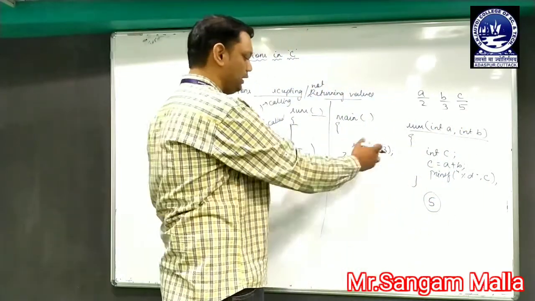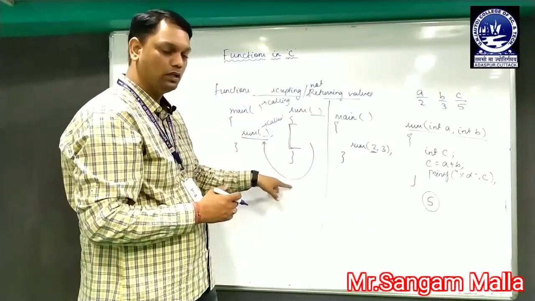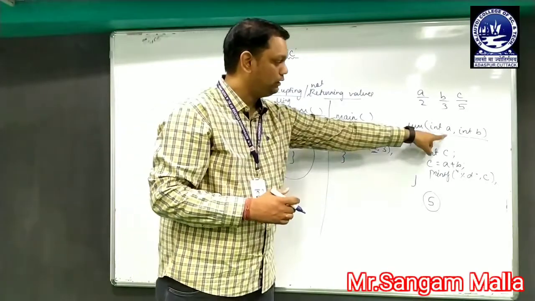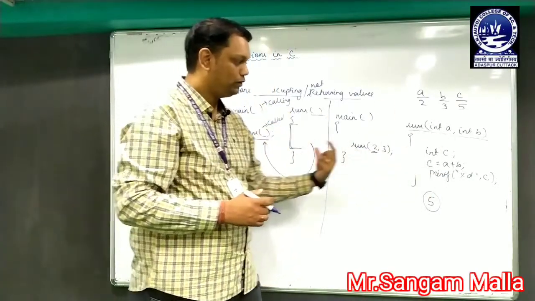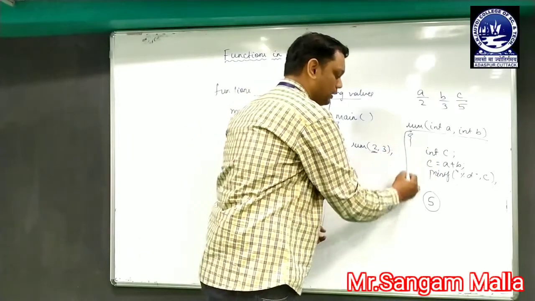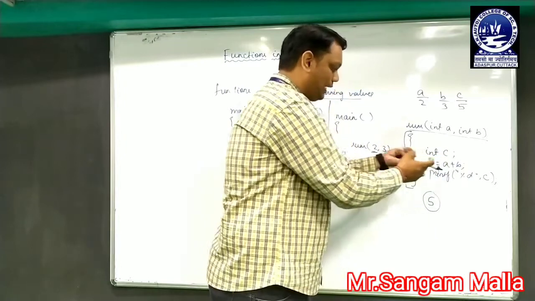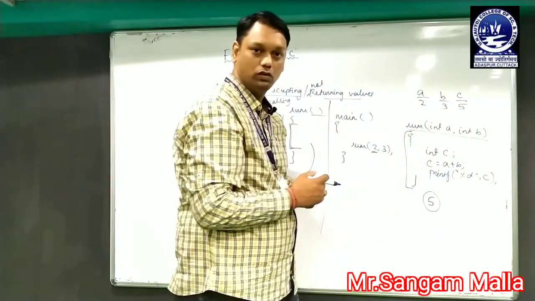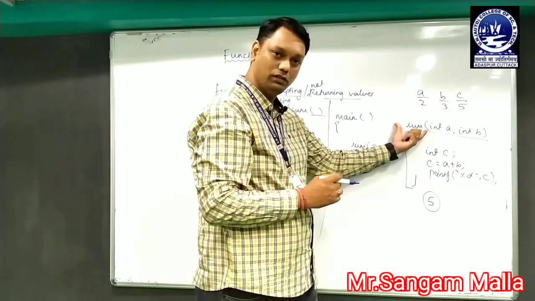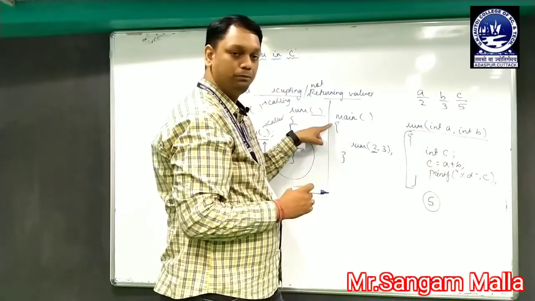So here you can clearly differentiate between functions not accepting and not returning values and functions accepting the values but not returning. So here you can see that whatever calculations were done, it is done in the sum function, and the calling function is not accepting any value from the called function. So the sum function, the called function, is not returning any value to the calling function.